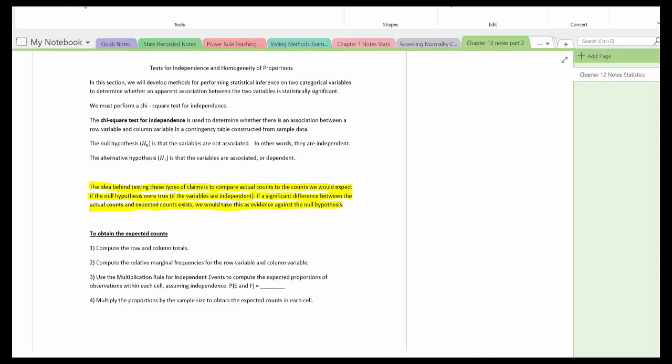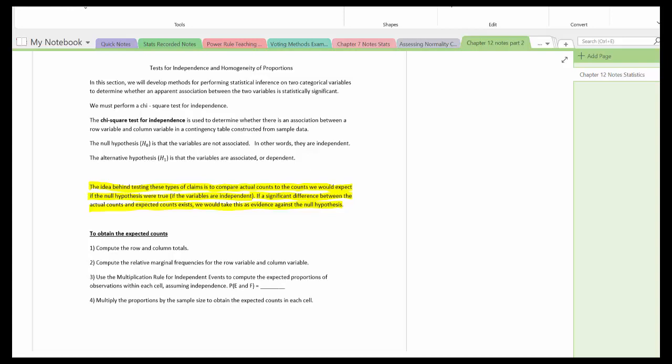In this video, we're going to begin our discussion with tests for independence and homogeneity of proportions. So in this section, we will develop methods for performing statistical inference on two categorical variables to determine whether an apparent association between the two variables is statistically significant. And we will use this chi-squared test for independence.